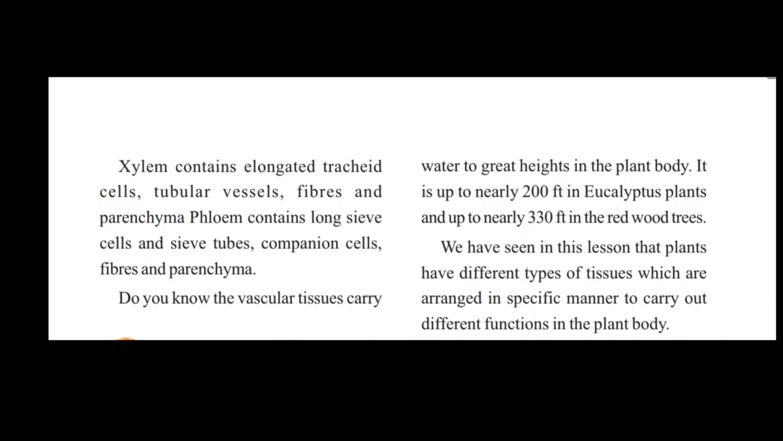Inside the xylem tissue, xylem contains some elongated tracheid cells. Elongated means long cells, called tracheid cells, tubular vessels, fibers, and parenchyma. These are the contents present inside the xylem tissue. Phloem contains long sieve cells and sieve tubes, companion cells, fibers, and parenchyma. Inside the phloem also there are contents called sieve cells, sieve tubes, companion cells, fibers, and parenchyma.